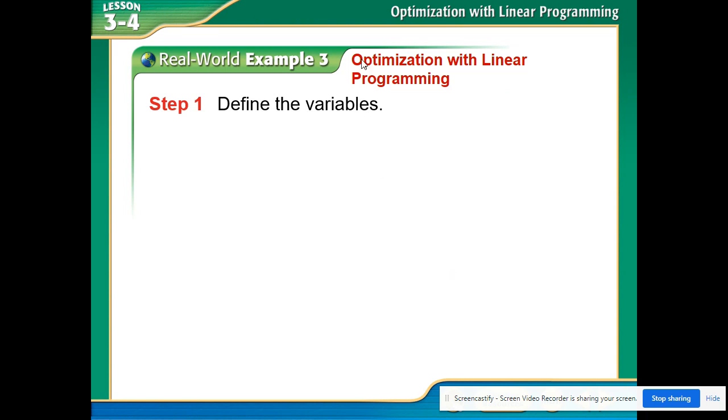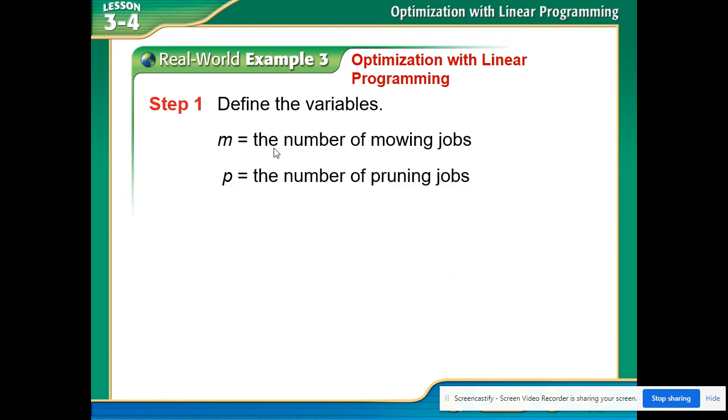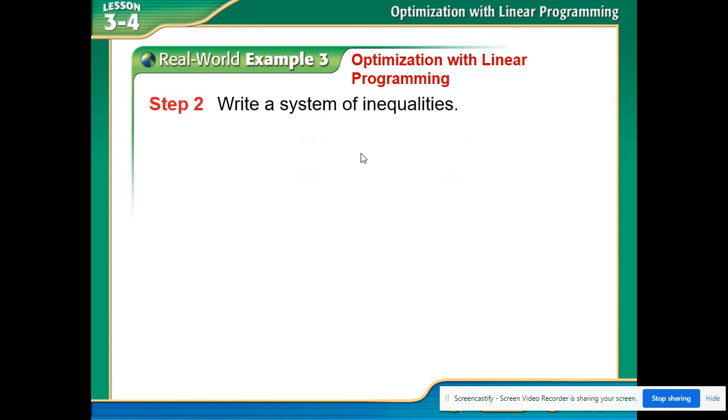So let's go ahead and talk about defining some variables. Well, we have mowing jobs and pruning jobs. So M for mowing and P for pruning. Now in terms of X and Y, we're just going to do alphabetical. So M is like X and P is like Y, if that helps or makes it easier for you. So we're going to write some systems.